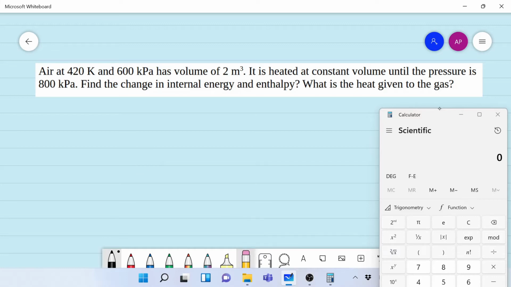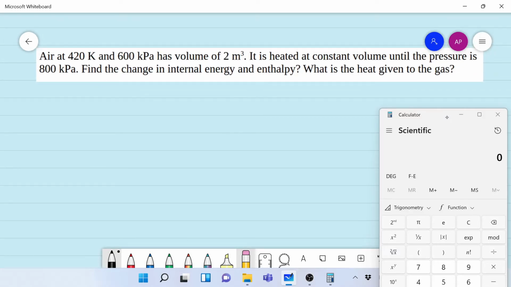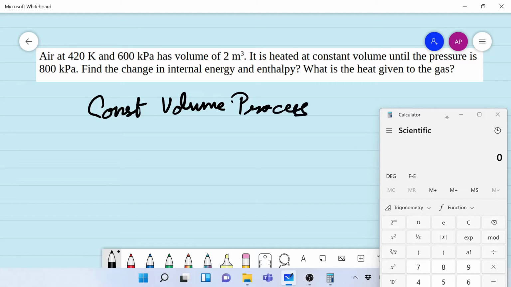Well, I know many of you would already react to this: when it is a constant volume process, then delta V is zero. Therefore, work done is equal to zero. We assume that the gas is an ideal gas, but even if it was not an ideal gas, the work done would have been zero, because no change in volume means no displacement, and that means no work.